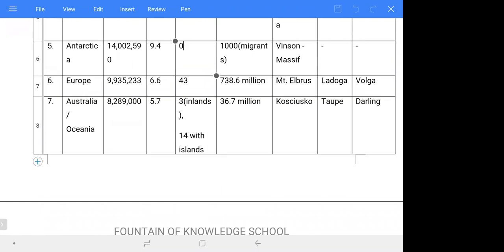And when you come to lake and river, can we have lake and river in Antarctica? No. No, why? Why not?